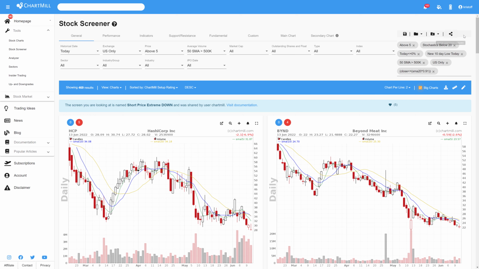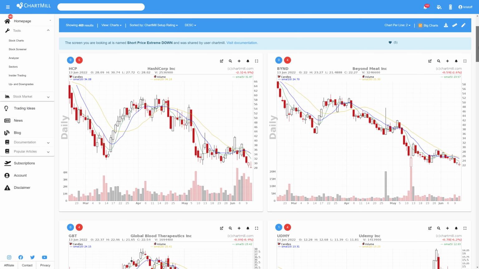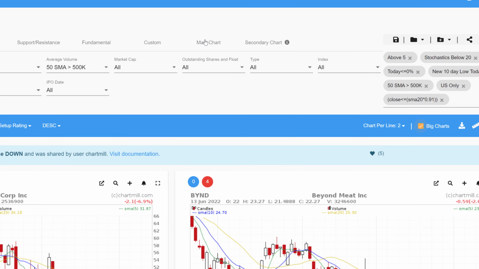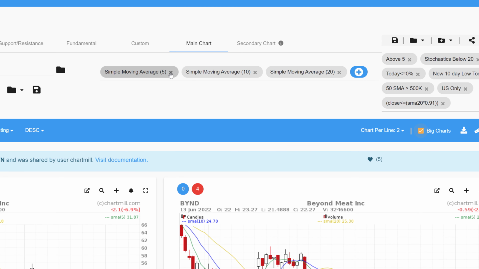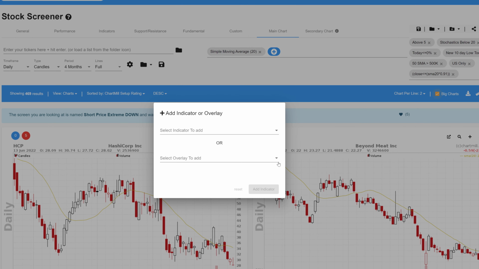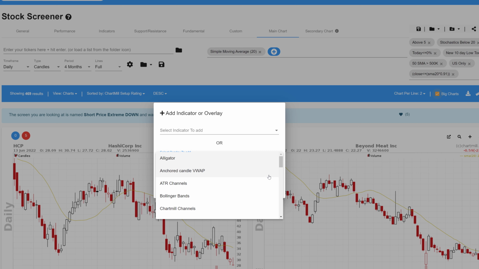Now it's very important to identify not only the price extremes, but I only want to retain the stocks where the price is now very close to a significant support level. And to do so, the first thing I'm going to do is to select the main chart. I'm going to delete the 5 and the 10 simple moving average. And I'm going to add the consolidated support and resistance zones. You do so by selecting overlay to add, and then consolidated support and resistance.